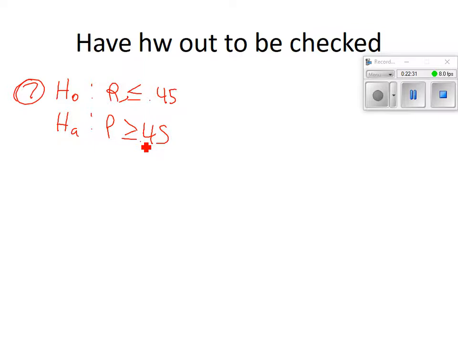What do you do after you have the HO and the HA? That's a claim. Make the claim. There's one thing wrong with this. What's wrong with this? No equal to on the HA. And that's an or. I actually did that. HO is less than or equal to 0.45.